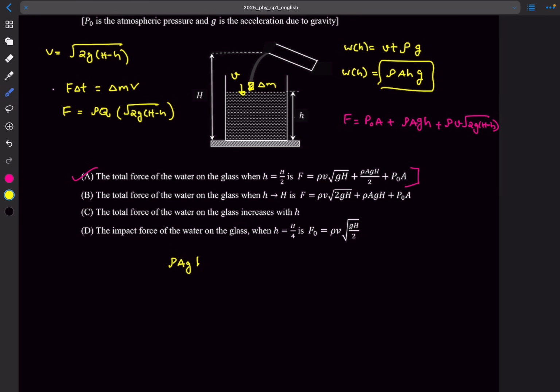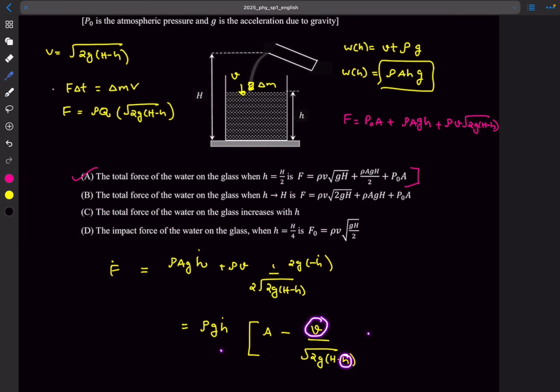It will be rho A g h dot plus rho V multiplied by 1 by 2 square root of 2g(H minus h), multiplied by 2g times negative h dot. So if you take rho g h dot outside, what we get is A minus V divided by square root of 2g(H minus h). Now for some value of small h, this term will become 0. So till that point, the force will increase, and after that point is reached, the force will start decreasing. So saying that the force on the water will increase with h is wrong.